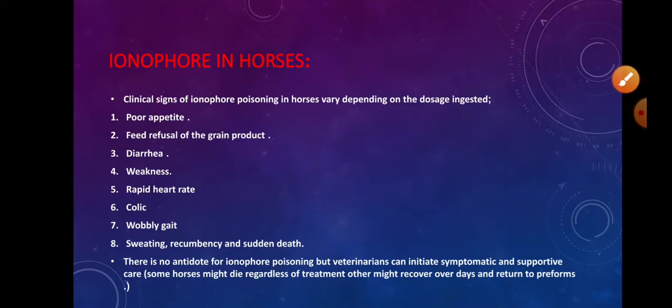Now I will talk about the clinical signs of ionophore poisoning in horses, which vary depending on the dosage ingested, such as poor appetite, feed refusal of grain products, diarrhea, weakness, rapid heart rate, colic, wobbly gait, sweating, and sudden death. Finally, there is no antidote for ionophore poisoning, but veterinarians can provide symptomatic and supportive care. So some horses may die and others may recover over time.